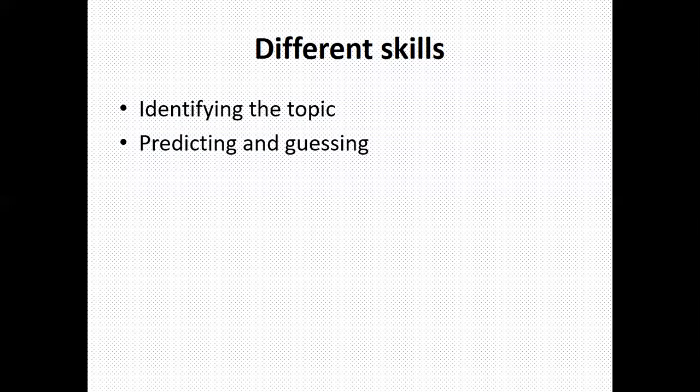So that's why if you are doing reading tests, there is always a question asking, for example, what is the title of the text, or what is the topic of the sentence. Okay, so this is the skill that you need to develop and teach your students, and also to predict and make a guess. Predicting means trying to predict what's going to happen next after a certain paragraph, or making a guess at the meaning of certain words.